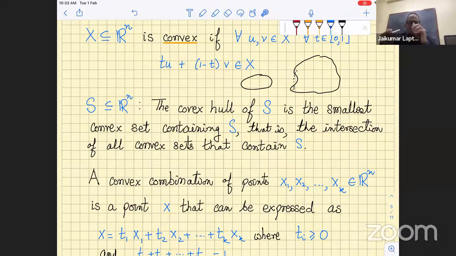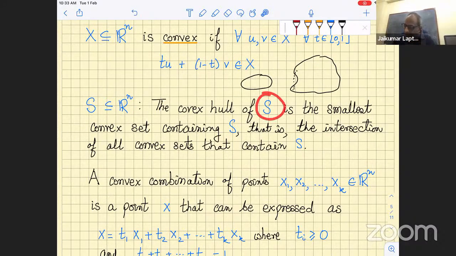Because if 2 points are in this intersection, then both those points exist in each of those convex sets. Hence, the entire line segment joining them existed in each of those original convex sets whose intersection you took. So this will be a convex set, and since it is there in every convex set, this must be the smallest convex set. So there is a notion of a smallest convex set, and that is called the convex hull of this set S.